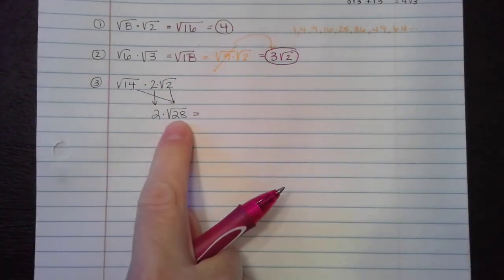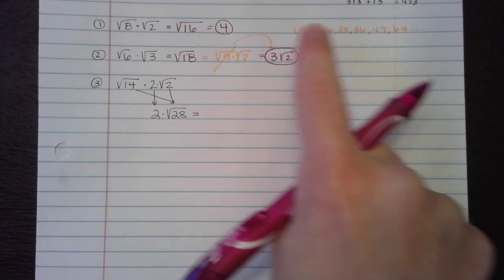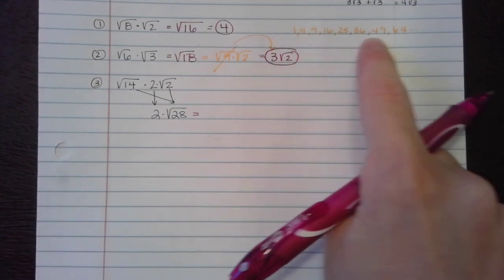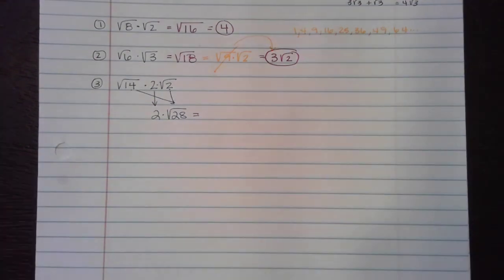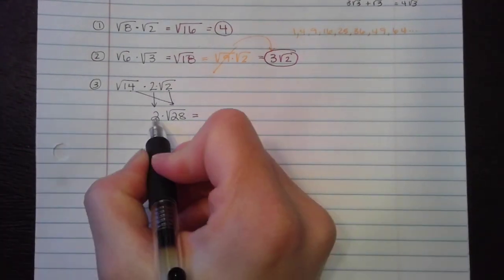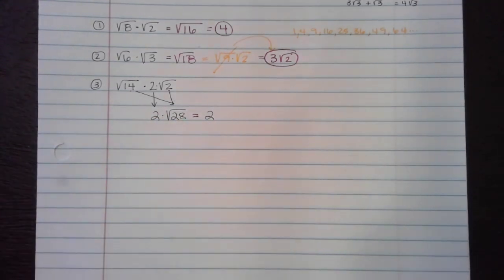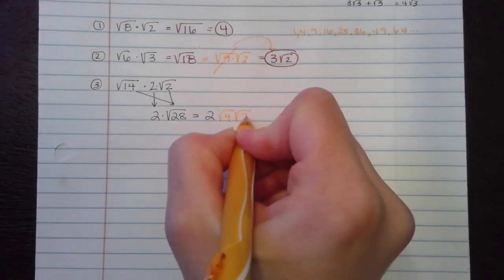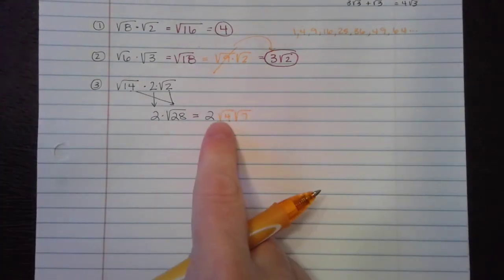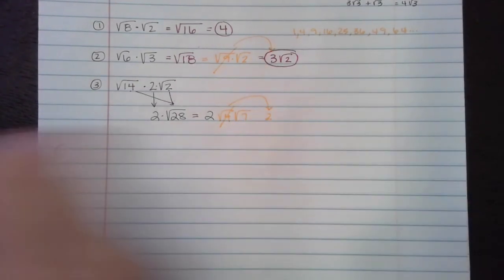So, is there a perfect square that goes into 28? Yes, there is. What is the perfect square? It is 4. 4 goes into 28 7 times. So let's see if we can simplify this. This 2, don't forget about the 2. 2 just gets spread over. But the square root of 28 is 4 and 7. And why do we like square roots of perfect squares? Because they turn into whole numbers.